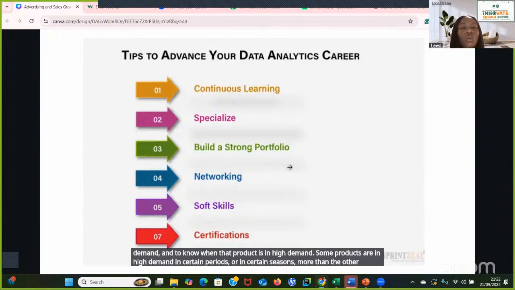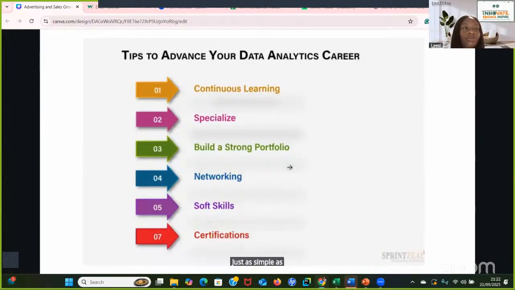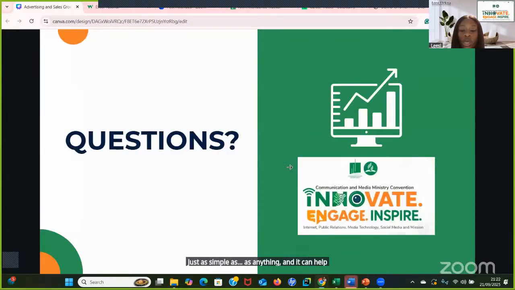So you can begin to think of ways that you can use data even in the small office where you're working, as simple as anything, and it can help to improve your chances.